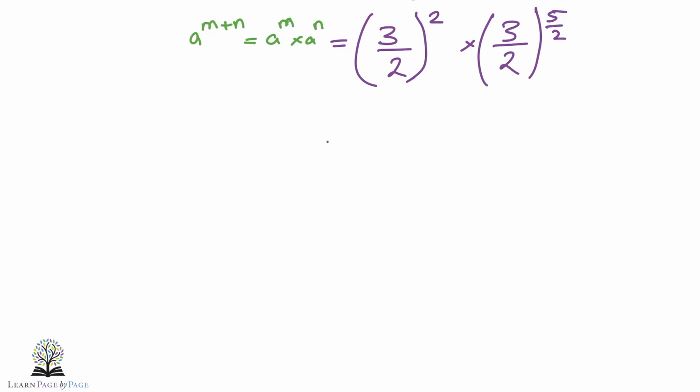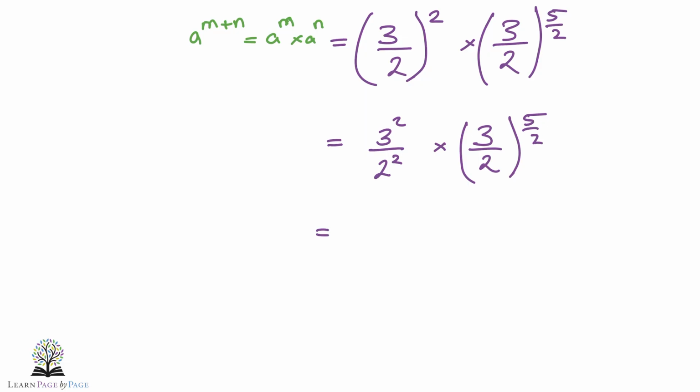And from here we can square the first one. So that gives us 3 squared over 2 squared. And we're still going to be multiplying by (3/2) all to the power of 5/2. And so we can rewrite that as 9/4 multiplied by (3/2) to the power of 5/2.